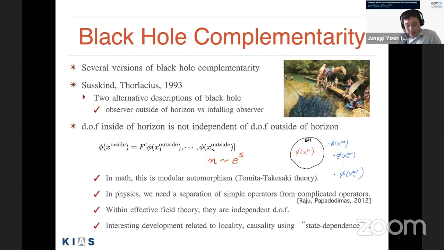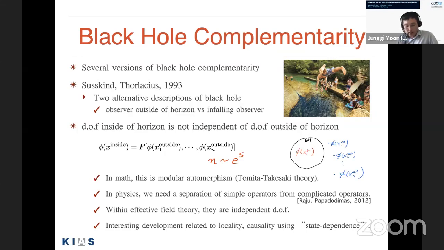In fact, there are several versions of black hole complementarity. The first one was proposed by Susskind and Thorlacius. Simply speaking, this means that the description by an infalling observer jumping into the horizon need not be the same as the description by a stationary observer outside of the horizon.